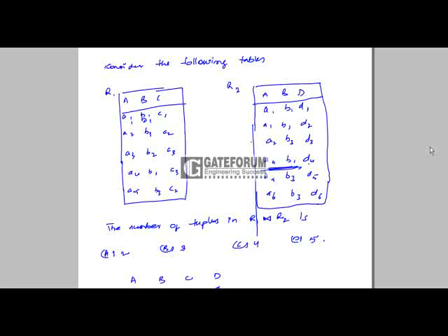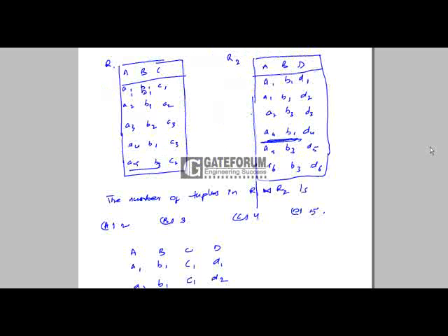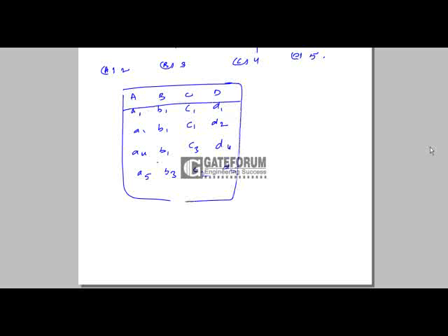Here we found one match for A4, B1. So A4, B1, the respective C value is C3 and D value is D4, and one more match A5, B3 will be found. So one more tuple would be A5, B3, the respective C value is C2 and D value is D5. So this is the resultant table, and it consists of 4 tuples. So here correct option is option C.